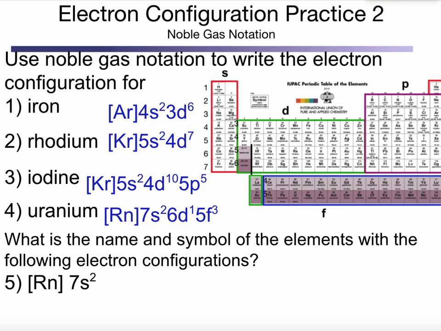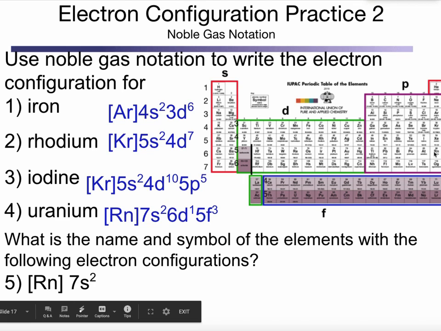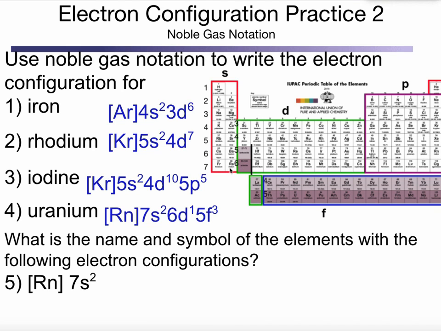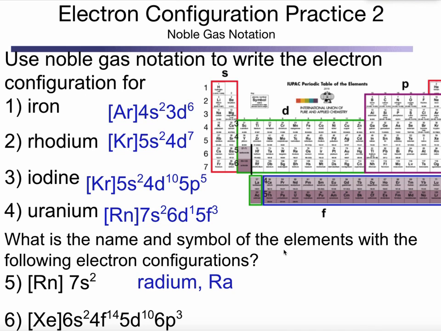So what is the name and symbol of the element with the following electron configuration? This is similar. You're going to find radon, which is here, move down, and then we get 7s2, and that gives you radium, which is here. And I believe this is the end. All right, last one on this slide.